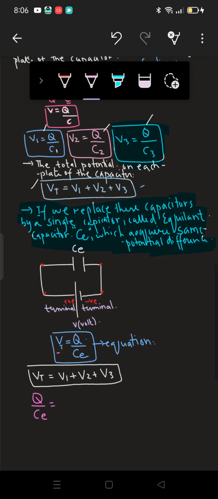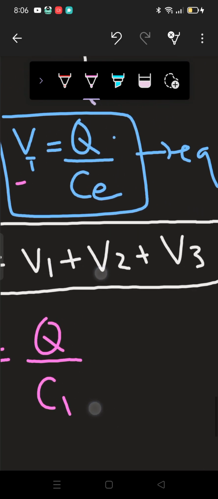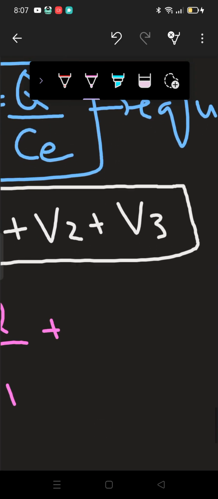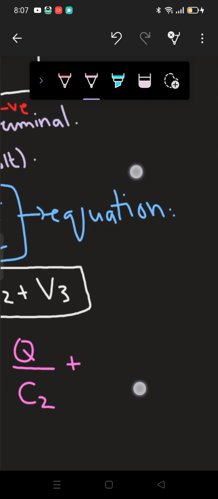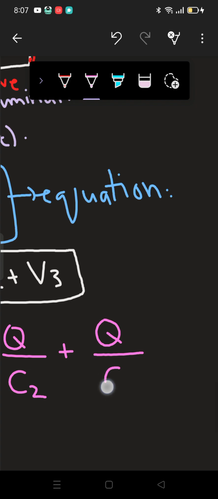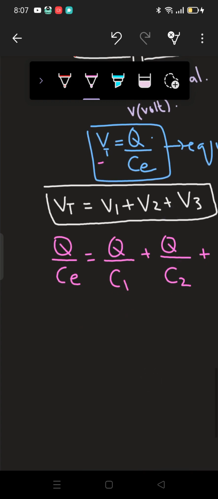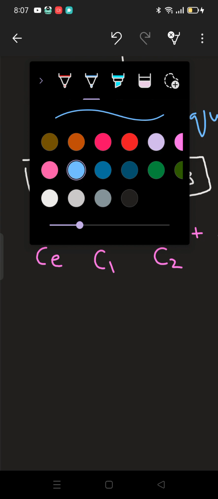This is Q by CE. V1, V2, V3 we have already found. So V1 is equal to Q over C1. Now V2 is equal to Q per unit C2. Again, V3 is equal to Q per unit C3. Now we have placed the values of it. Now see, the charge is the same on each plate of the capacitor, so we can take the charge as common.